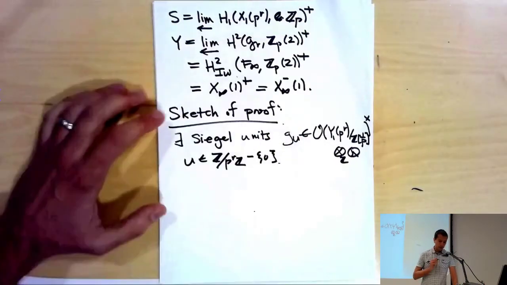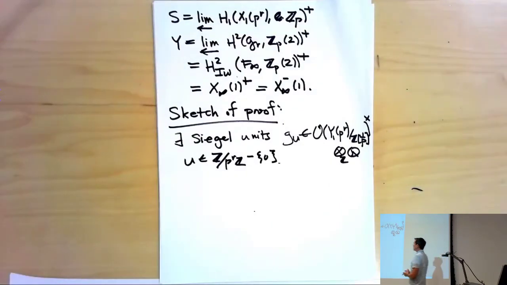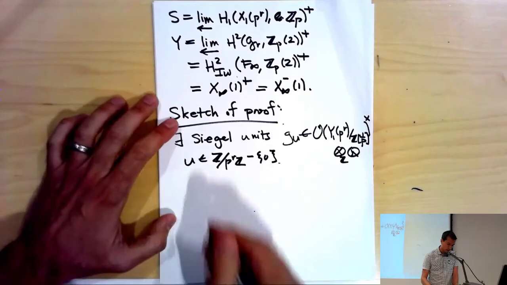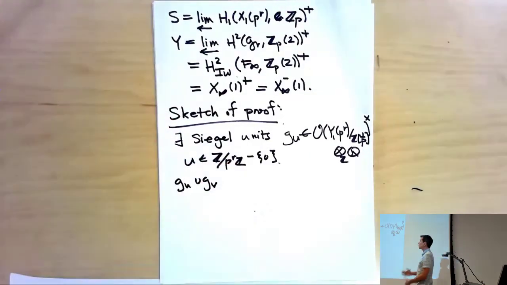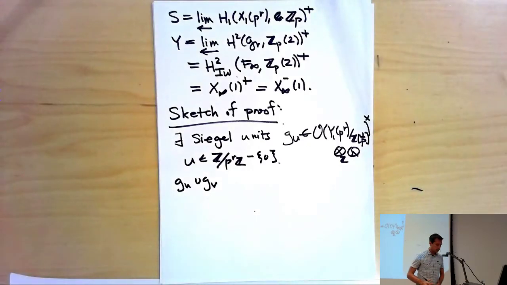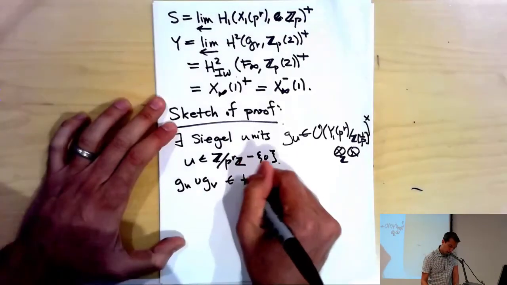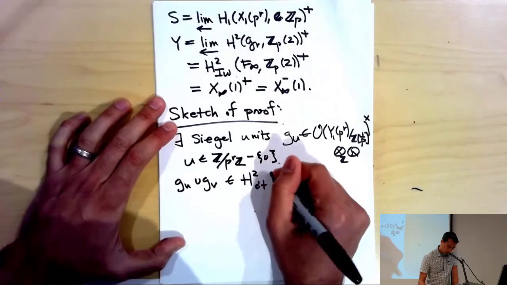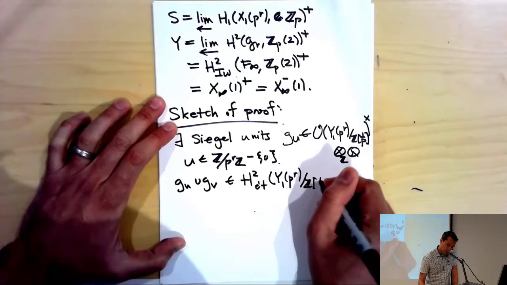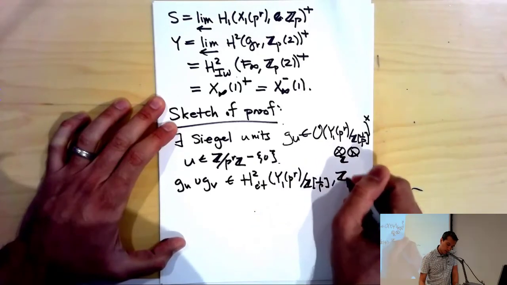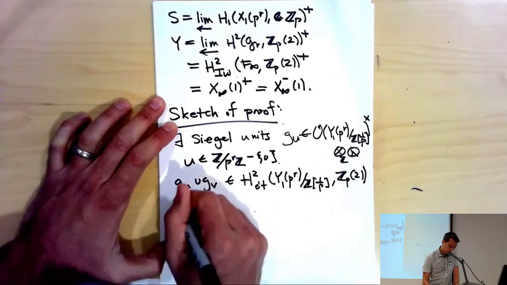Okay. And then what Kato's Euler system is, well, is actually not quite these cup products of Siegel units, but it comes from cup products of Siegel units. It's basically what it is. But anyway, these cup products are called Beilinson-Kato elements. And so this thing lies in H^2 étale cohomology, Y_1(p^r), Z_p(2), the Beilinson-Kato element.